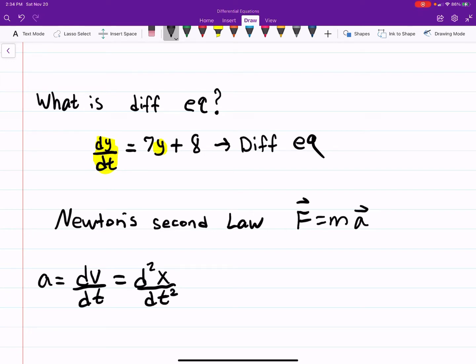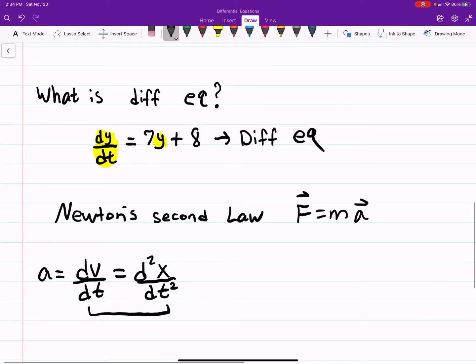Okay? So Newton's second law, often you can write it like this. This is often the better way of writing it, because you can find, say, the position of a particle, which is what you want to know.